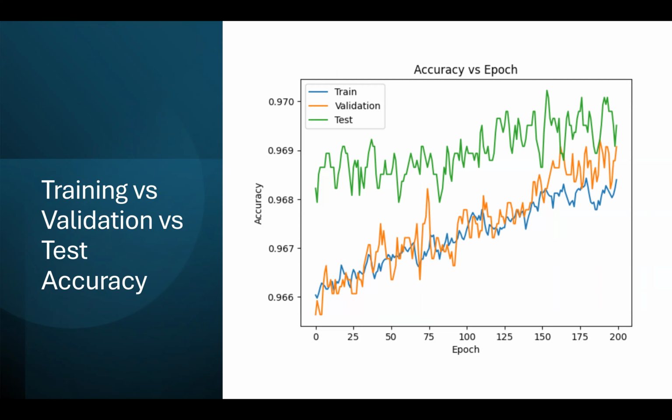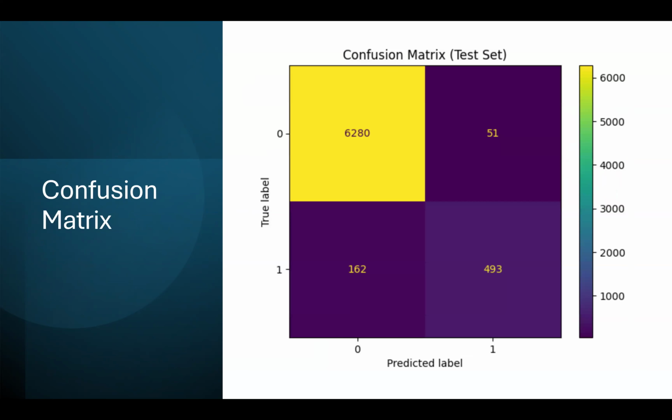And now the training, validation, and test accuracies. So this plot shows how accuracy changes during training. All three curves improve steadily, which means the model is learning well. And the validation and test curves stay close to training, so overfitting is minimal, and the small gap between them indicates good generalization. Overall, the model is stable and performs consistently.